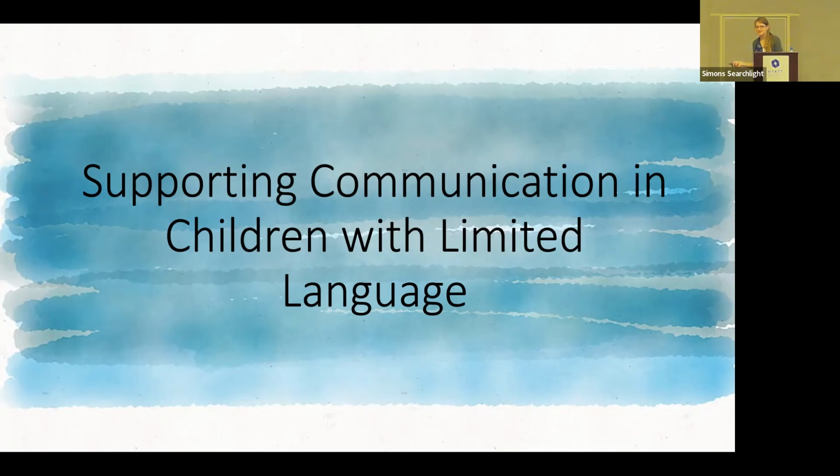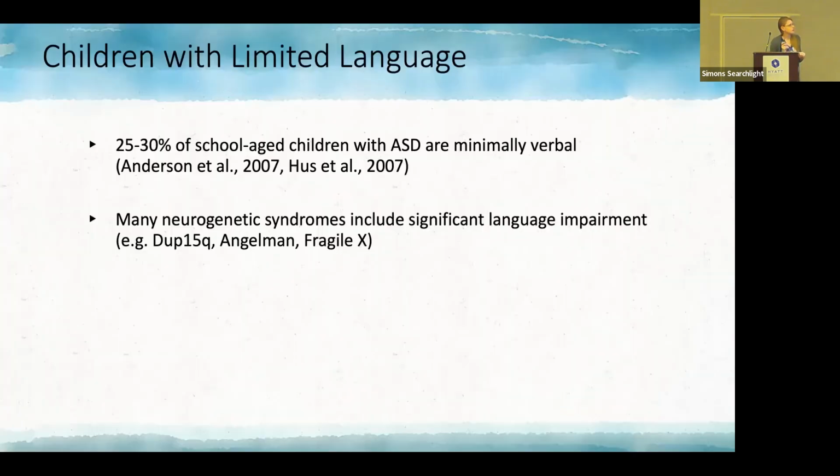Okay, so we're going to shift gears now a little bit, and we're going to talk about strategies for promoting communication in kids who have more limited language. This is where we get to the part of the talk where I'm going to start talking about autism a lot, because that's the body of research that we have. I know that not all of your kiddos have an autism diagnosis, and of course, not all kids with autism have a genetic diagnosis.